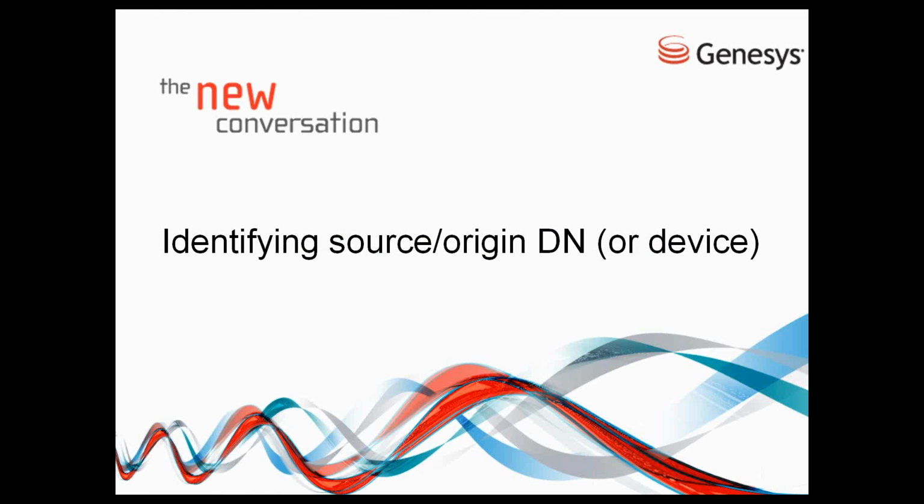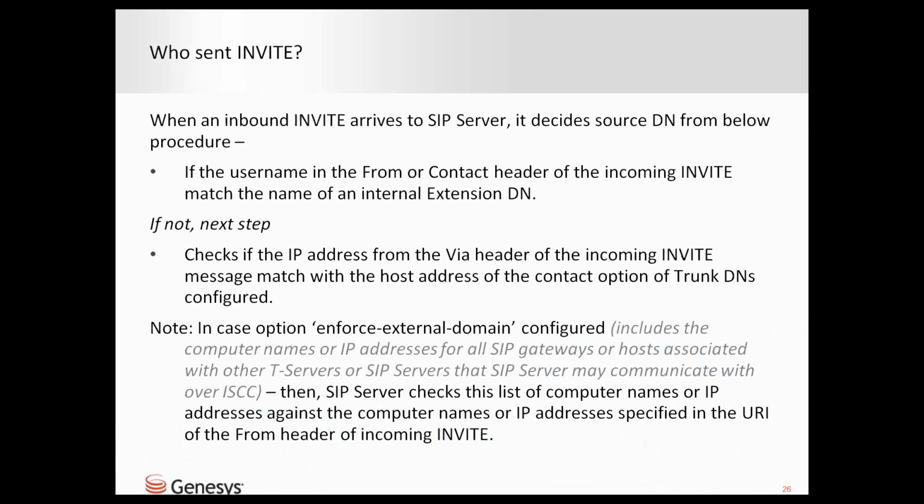Identifying the source or origination DN. When SIP server receives an INVITE, it needs to associate that INVITE with one of the DNs in the configuration management database. The reason is, if you have geolocation options configured, it can decide on media services, and other types of services will be selected depending on your geolocation. And the procedure it follows, we will see here.